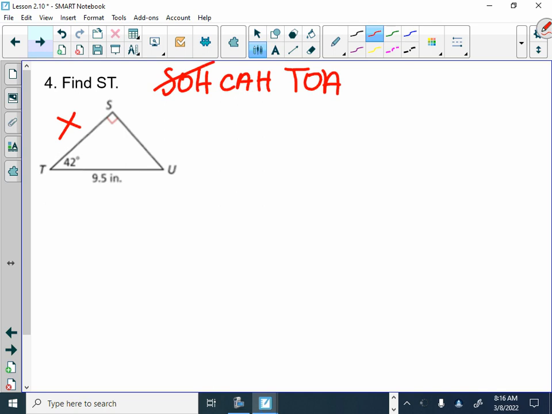Okay? 9.5. Is that opposite or hypotenuse? Hypotenuse. It is adjacent to it, but it's a hypotenuse. It's across from the right angle. So which one am I going to use? Cosine. I need y'all paying attention. I know some of y'all are moving on, and that's fine, but I need y'all paying attention to make sure you're correct. Alright, so I'm going to use cosine.